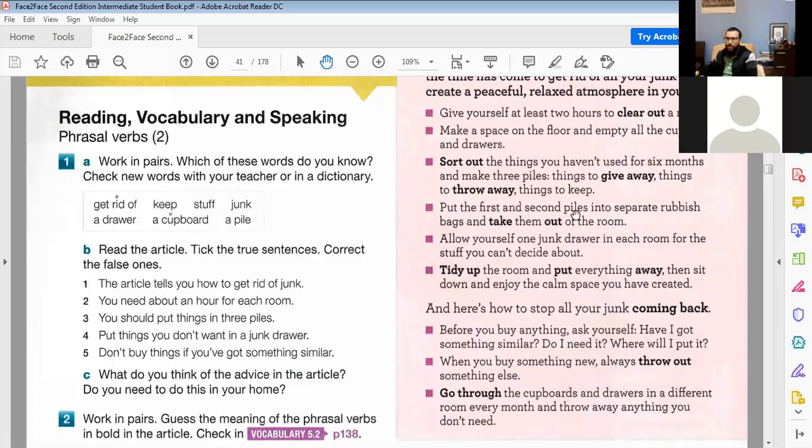So put the first and the second piles into separate rubbish bags and take them out of the room. So to take something out, what does it mean? What do you think it means, Anna, to take something out? I think maybe put it.